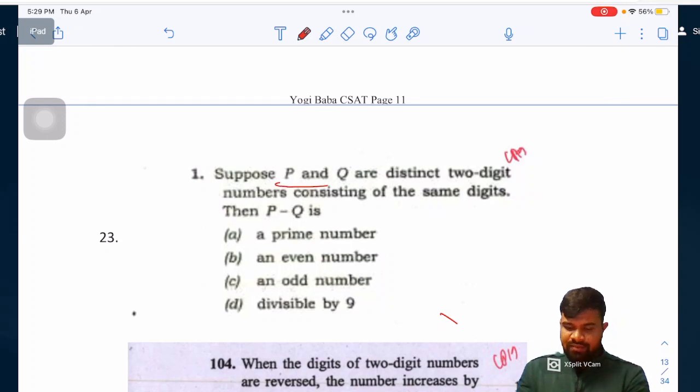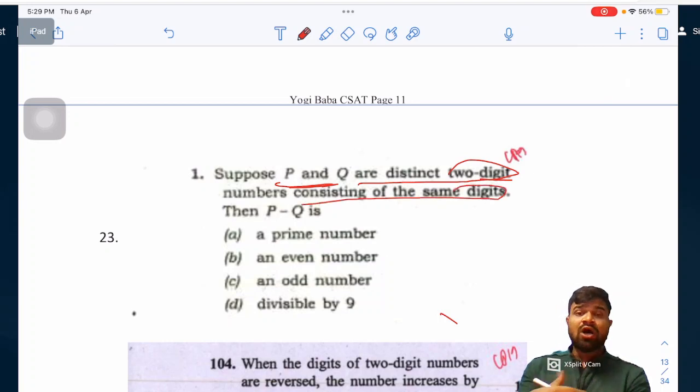See, again, same thing. P and Q are two distinct two-digit numbers consisting of the same digits. See how many times this concept is repeated. Check this pattern. How many times is this question repeated? This pattern is repeated, and UPSC in different exams is asking on the same line.